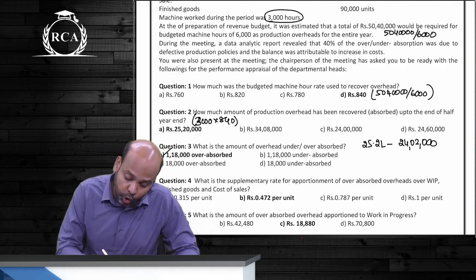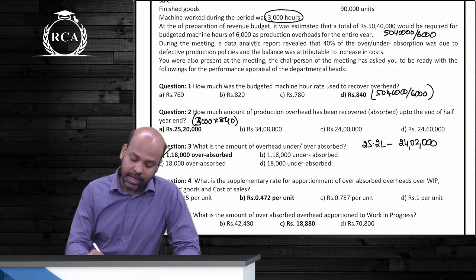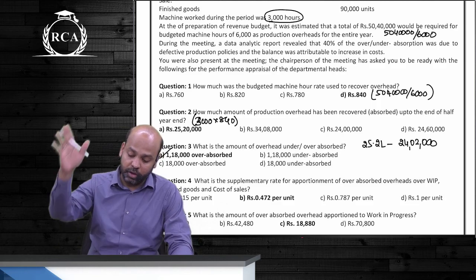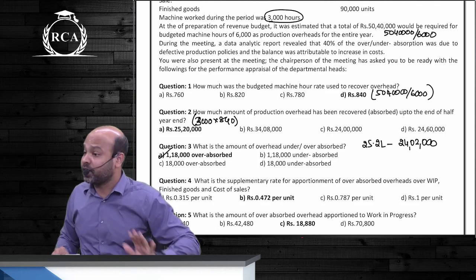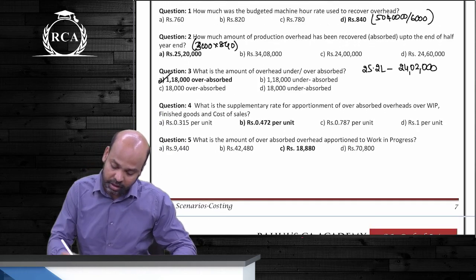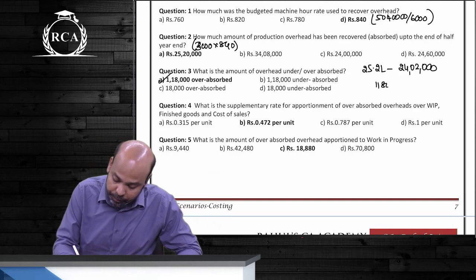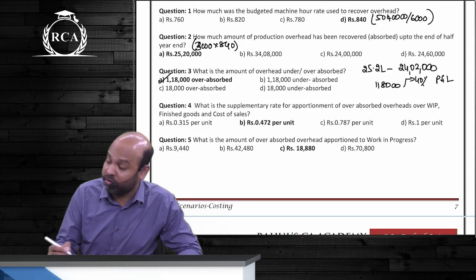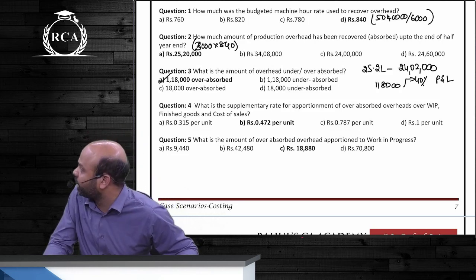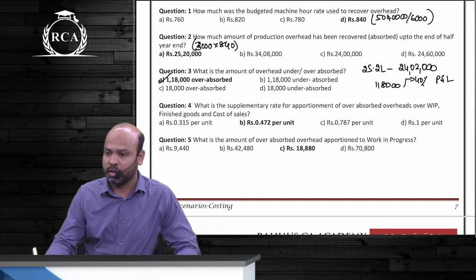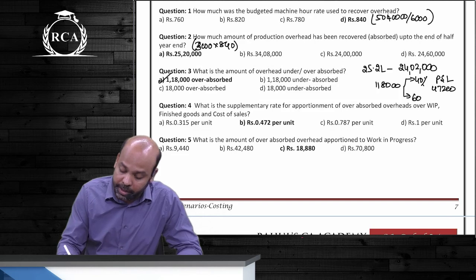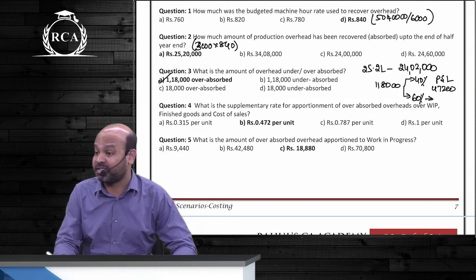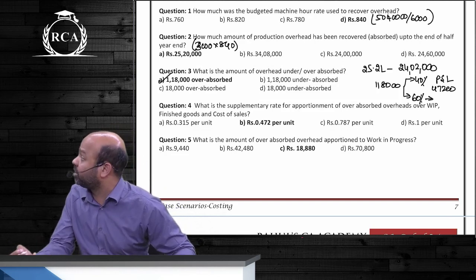Now, during a meeting, a data analytic report revealed that 40% of the under or over recovery was due to defective production. Whatever is due to defective production, guys, where will it get transferred? Iska 40% beta should go to P&L account because that is due to defective planning. How much is 1,18,000 into 40%? 47,000. Baki ka 60% beta should be adjusted using a supplementary rate. How much is 60% of that beta? 70,800.